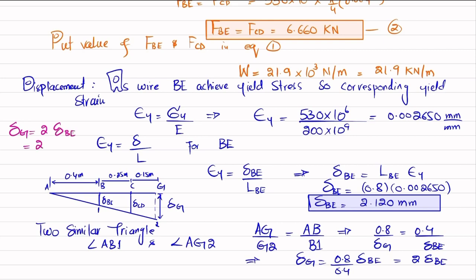Now what we get is that delta G is equal to 2 times delta BE. So put the value, 2 multiplied by delta BE, which is 2.120 millimeter. So you will get delta G will be equal to 4.24 millimeter. And which is the answer of this question.